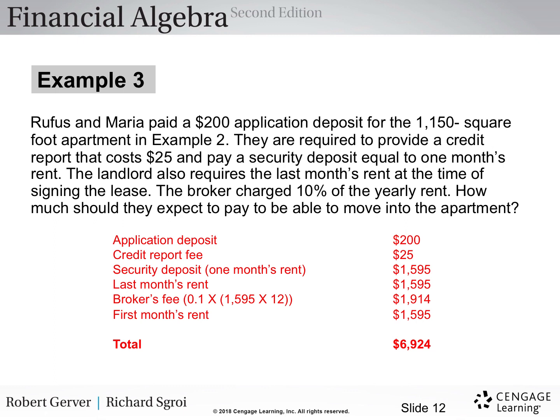Their broker's fee, which was 10% of the amount that they pay for a year, so it's 0.1 times the monthly rate times 12. They figure out the total that they have to pay for rent for a year and take 10% of that, and that came out to be $19.14. And lastly, the first month's rent was $15.95, so the total that they owe when they move into the apartment is $6,924.